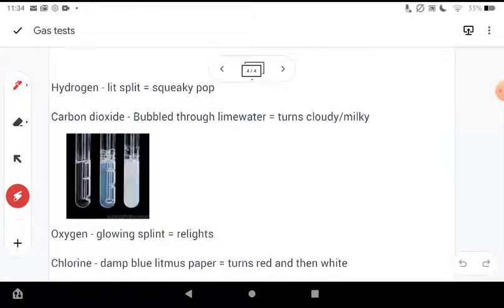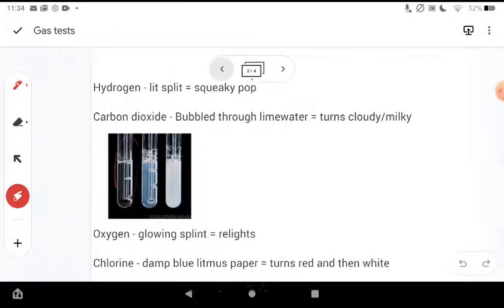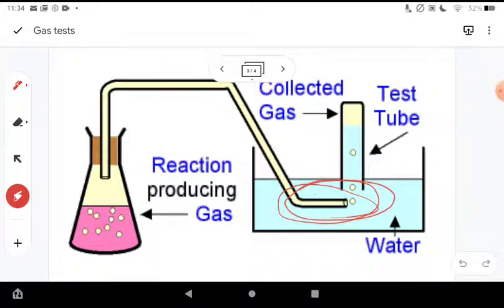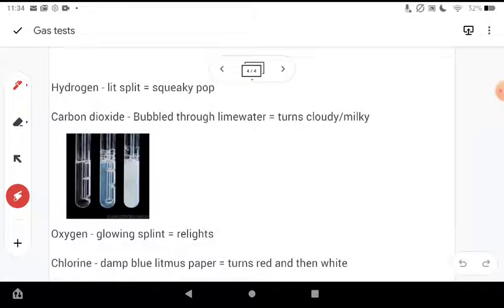So the 4 tests you need to know. And this is how it comes up in an exam. If you are asked to test for hydrogen, you get a lit splint and you get a squeaky pop. With carbon dioxide, instead of collecting the gas like you would here, you would bubble the delivery tube straight through lime water. And you can see a delivery tube here. Those bubbles then turn the lime water cloudy, and that's a positive test. Oxygen, you light a splint, you blow it out. If it relights, then it's oxygen that's present.